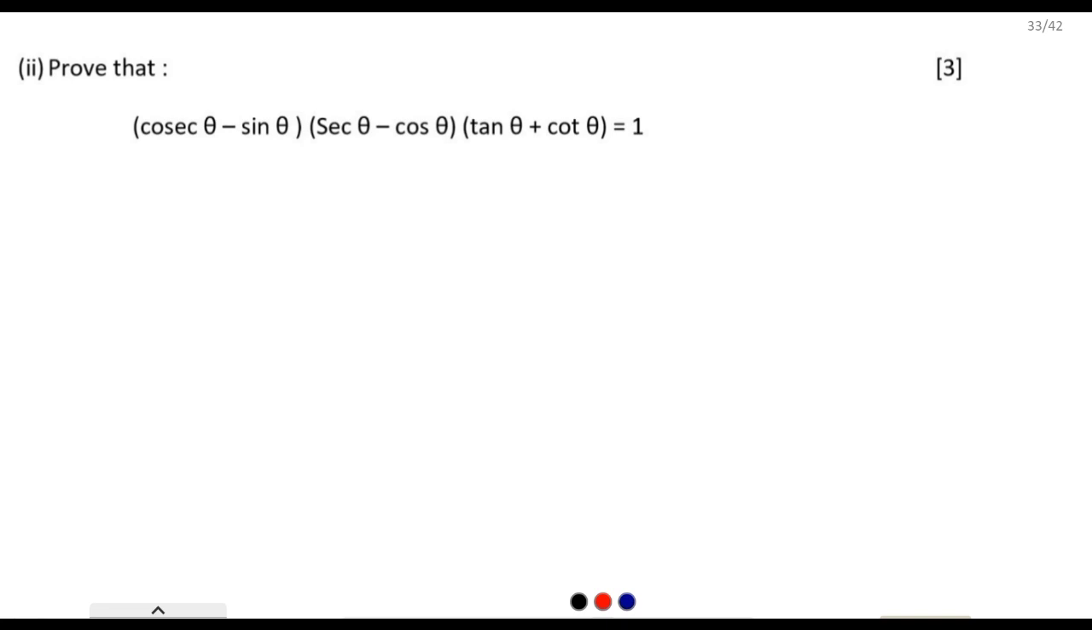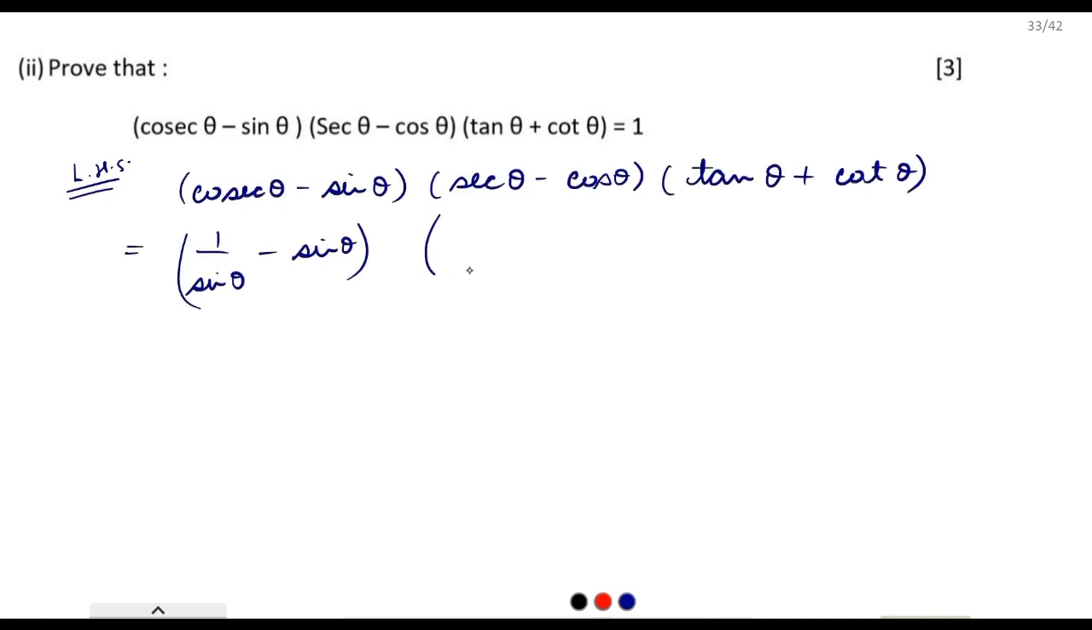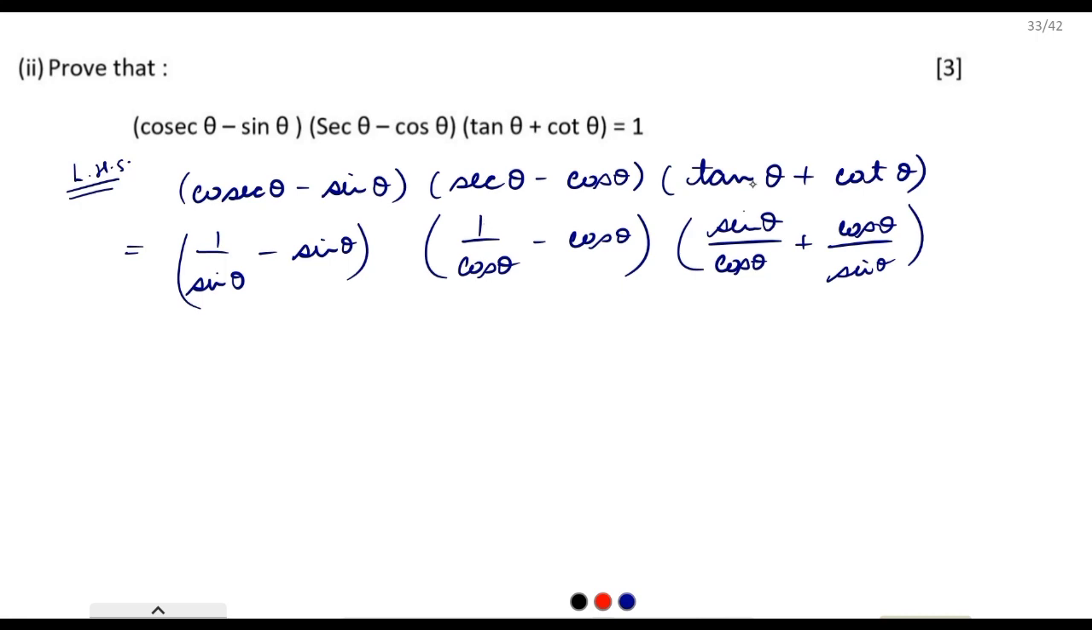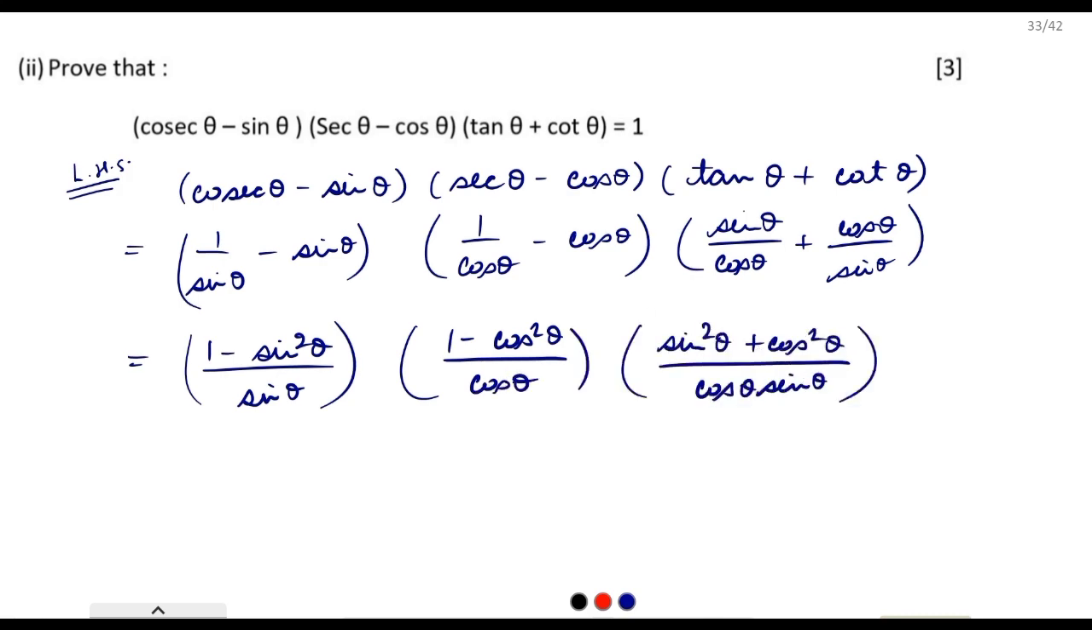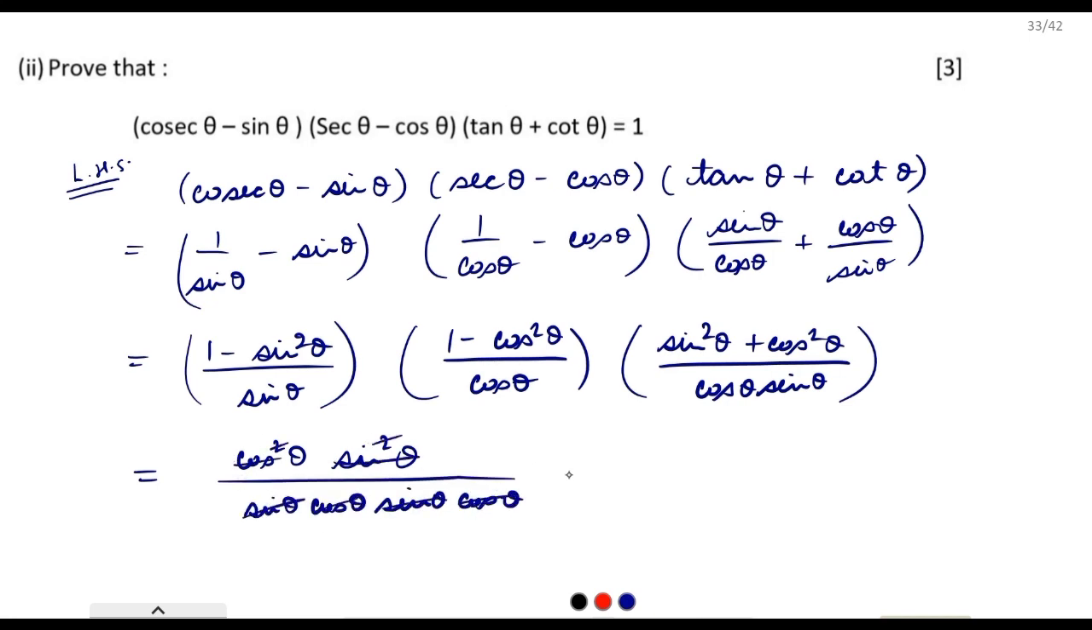Second part, from trigonometrical identities we are considering left hand side. Theta, 1 upon cos theta, 10 sin upon cos and cos upon sin. Now we are taking LCM in every bracket. 1 minus sin square theta is cos square theta, 1 minus cos square theta is sin square theta and sin square theta plus cos square theta is 1. This is equal to 1, which is right hand side.